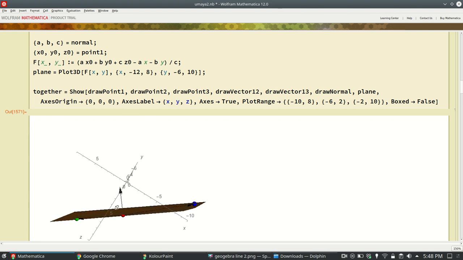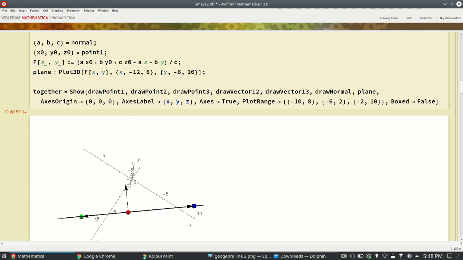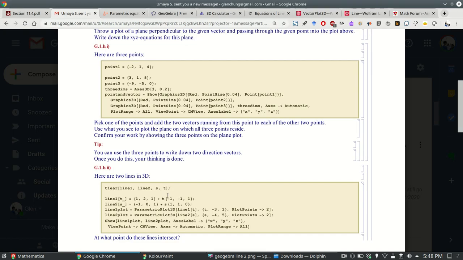All 3 points are on the plane. I have stretched the plane to include all 3 points. That's great. And this is the normal. It's not a unit normal, it's just a normal. Great.